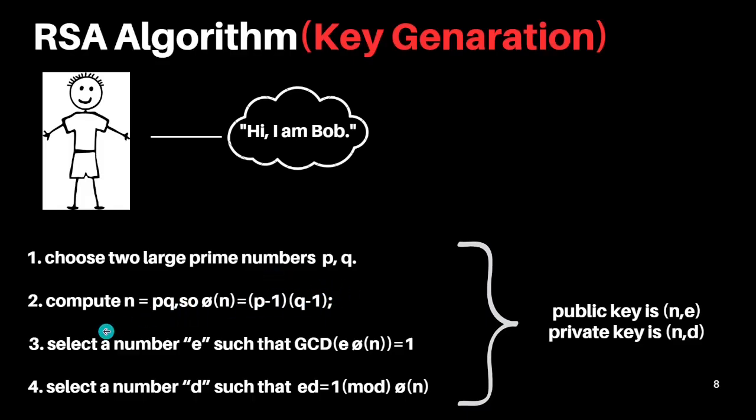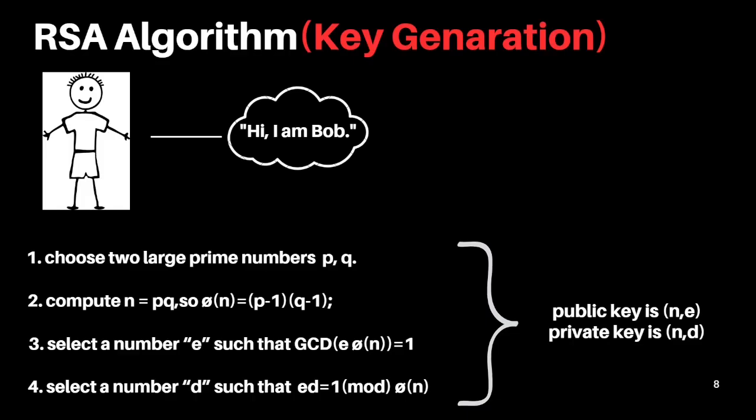The third step is we select a number e. It can be any number, but it should satisfy the condition that GCD of e comma phi of n should be 1. So you can select any number e such that GCD of e comma phi of n is 1.